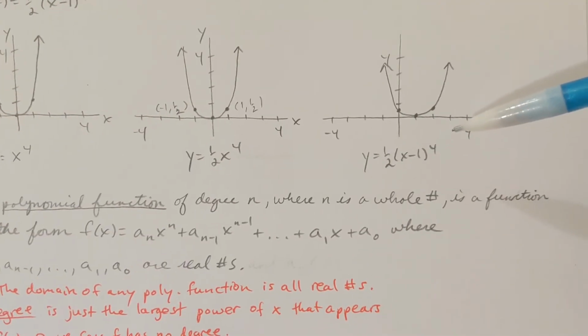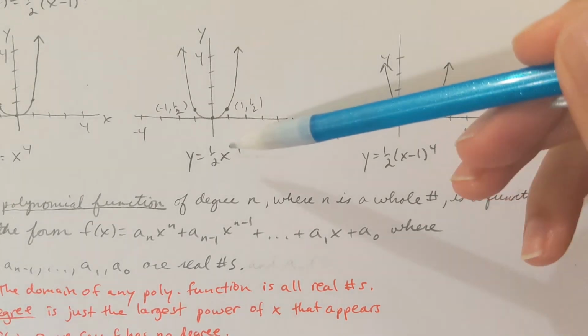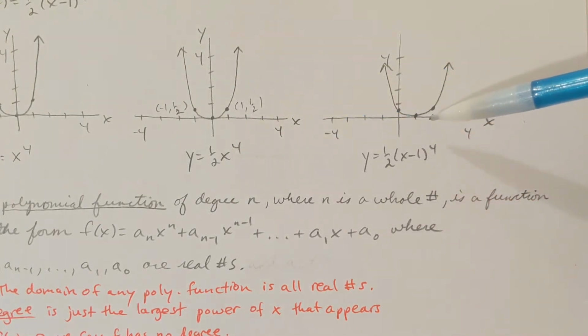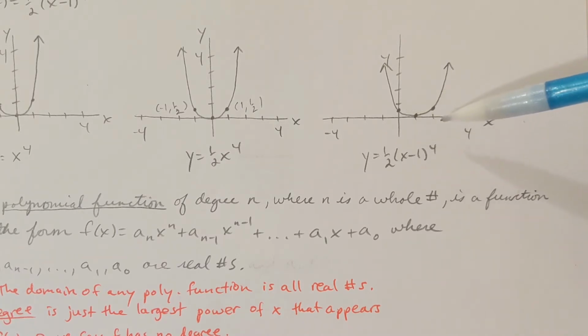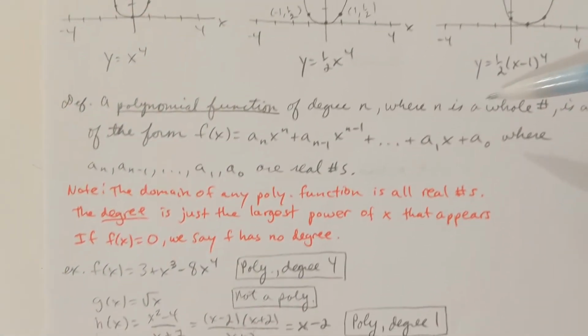Okay, y equals 1/2 times the quantity (x minus 1) to the fourth. I would shift this graph to the right 1 unit with all the points. And so (1, 0) would be on the graph, (2, 1/2) would be on the graph, and (0, 1/2) would be on the graph.